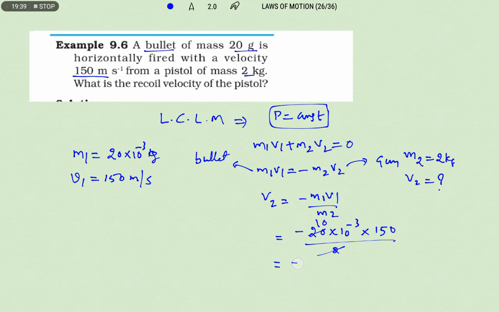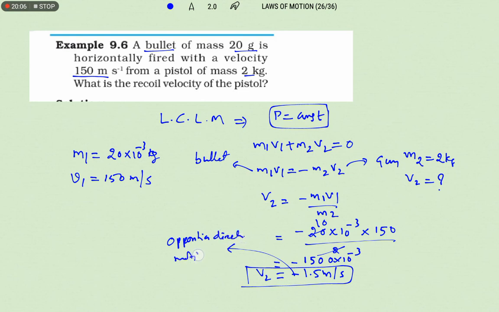So minus 1500 into 10 power of minus 3. So we are going to get minus 1.5 meter per second as the recoil speed of the gun. Sir, here what does the negative sign give? So here the negative sign gives the opposite direction of motion of the gun.